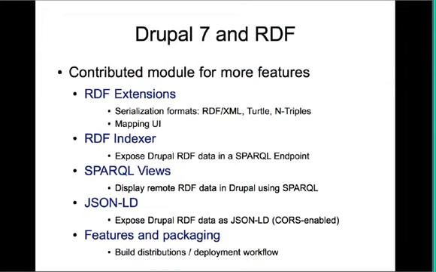And JSON-LD is a newer module that's exposing data, serializing RDF as JSON-LD, which is a new standard, not yet finished, but almost finished as part of the RDF working group. So this module is available. And worth noting also is Features. It's a good module to use if you're doing lots of deployment. So you can keep your configuration and all your mappings in code. You don't have to keep them in the database. So that's a good thing to use. Best practice.